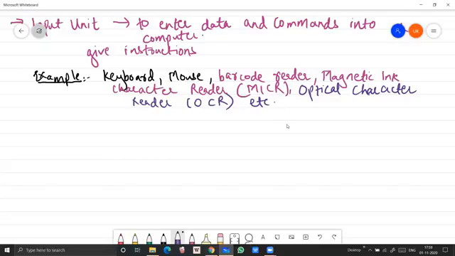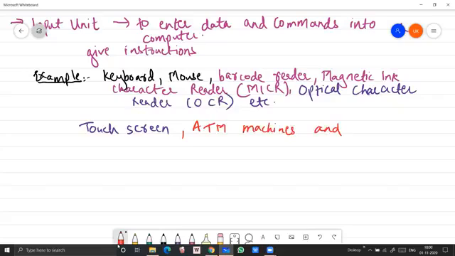So this is the touch screen. Then we have ATM machines and other smart devices which use a touch screen to enter the command. That means we don't need any other devices to give the command. Just simply touch the screen and have access to different types of output as per the requirement.